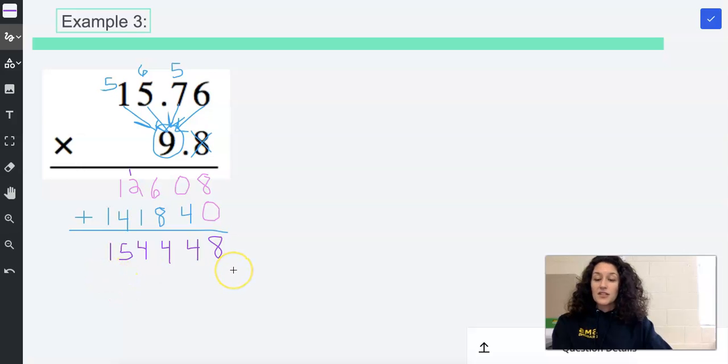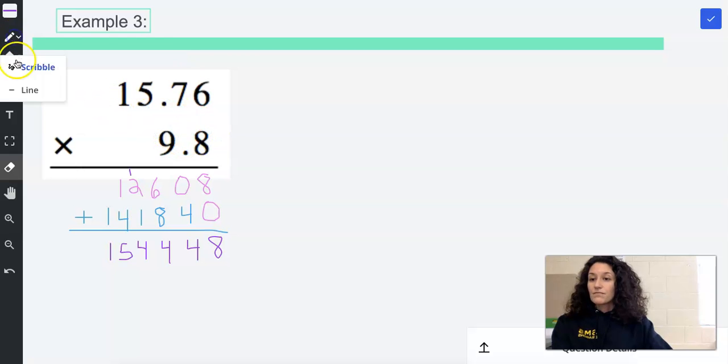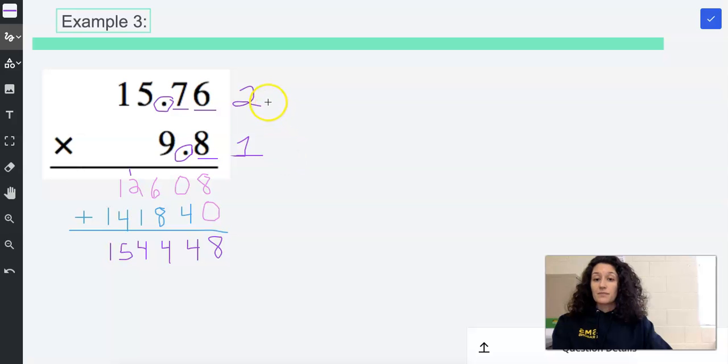Now we can't forget to place the decimal. So I'm going to grab the eraser again, and then I'm going to count the number of decimals. In this first number, there are 2 digits after the decimal, so there are 2 decimal places. In this number, there is 1 digit after the decimal, so this number has 1 decimal place. Together, that totals 3 decimal places.